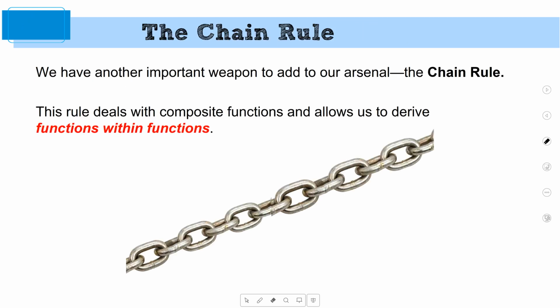Okay? So, in order to be able to take the derivative of a composite function, we're going to use something called the chain rule. Okay? And as it says, it deals with functions within functions, but we knew that already because Matthew told us that, and we believe him. He's honest.